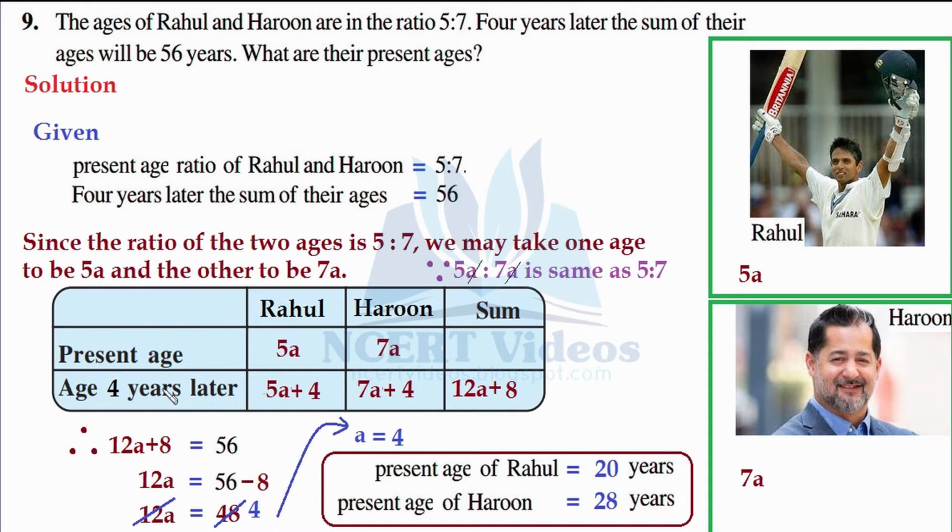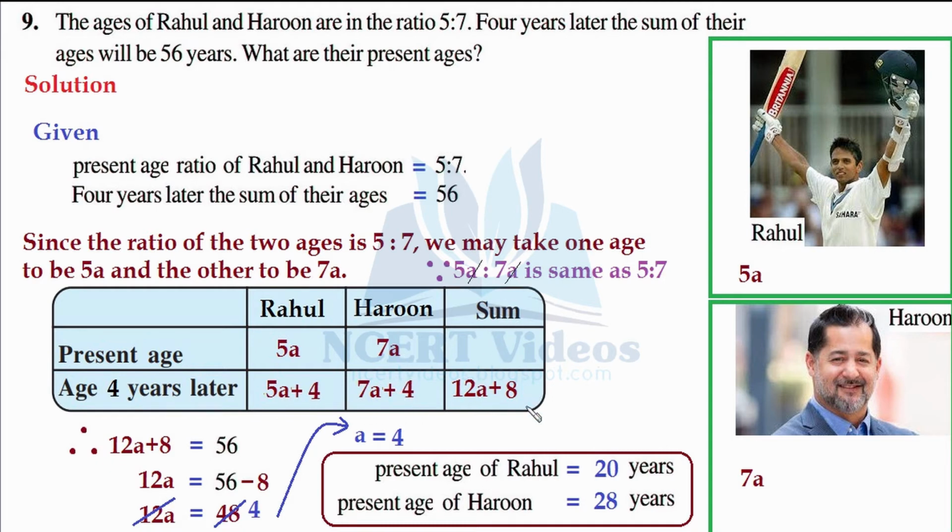To make you understand better, we have represented the information inside this table. This column is for Rahul and this column is for Harun, and this is the sum of their ages. The present age, we considered it as 5 times A for Rahul, and for Harun 7 times A. The second statement says the age 4 years later is 5 times A plus 4, because Rahul would be 4 years older than his present age. Therefore, we have to add 4 to it. Similarly, for Harun, the present age is 7 times A. When we add 4 to it, that will give Harun's age 4 years later. And when you add them up, that will give us the sum.